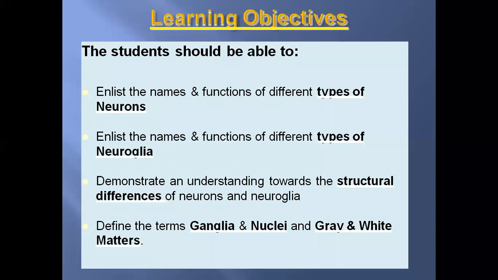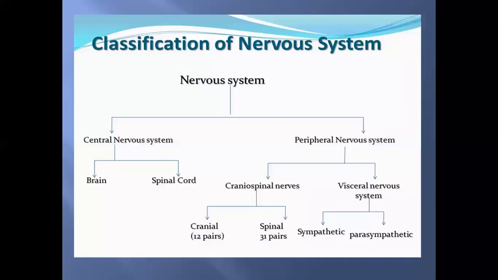He or she should be able to define the terms ganglia, nuclei, gray and white matters. Before we discuss the histology, you should know about the classification of the nervous system.